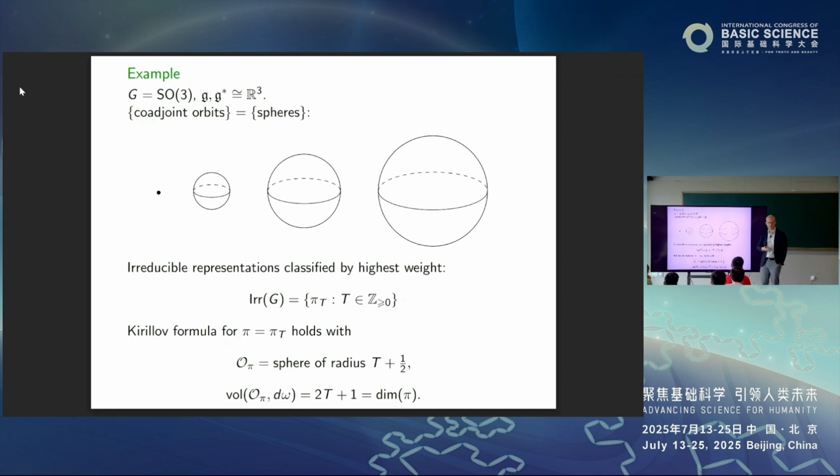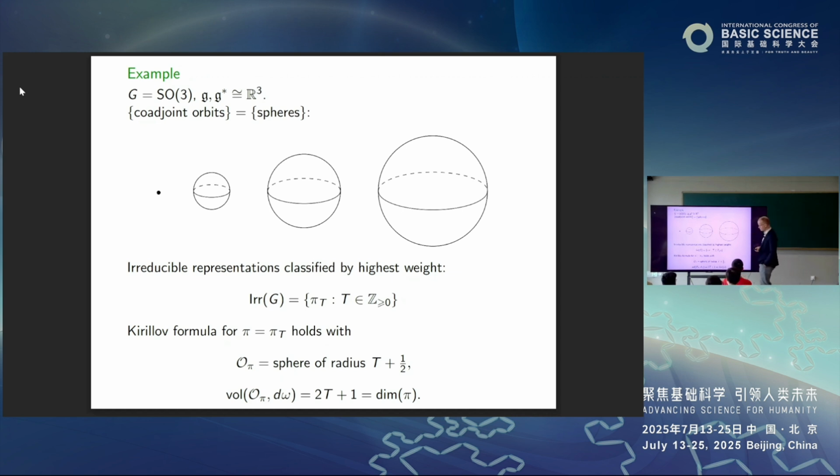Now, on the other hand, if you studied representation theory of, say, SO3, or if you studied quantum mechanics, if you're coming from a physics background, you might know that the irreducible representations of SO3 are classified by a numerical invariant called the highest weight, which is a non-negative integer that I've denoted t, that indexes the representation and completely determines it. And so it turns out that the formula on the previous slide describing the character of the representation holds if you take the orbit attached to the representation of highest weight t to be a sphere of radius 1/2 more than t.